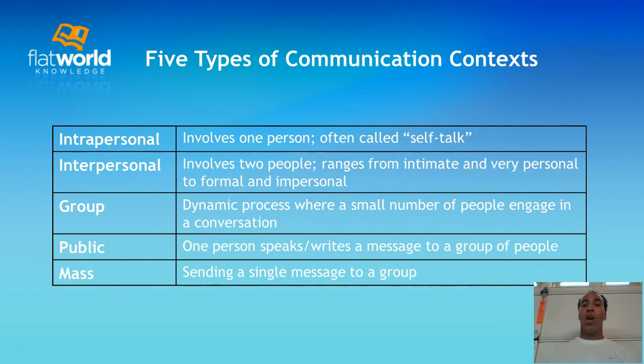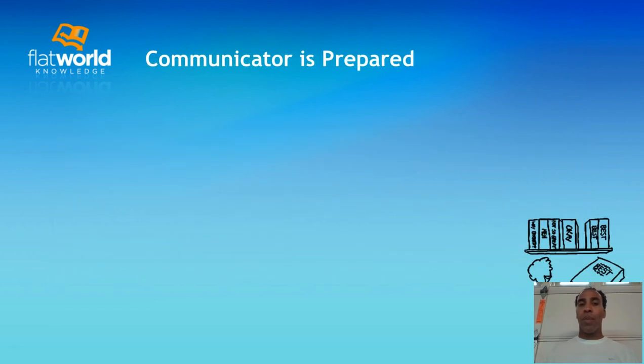Interpersonal involves two people, and ranges from intimate and very personal to formal and impersonal. Group is a dynamic process where a small number of people are engaged in a conversation. Public is where one person speaks or writes a message to a group of people, right? So I'm speaking and it's coming out to you as a group. And mass means sending a single message to a group, right? Mass communication.